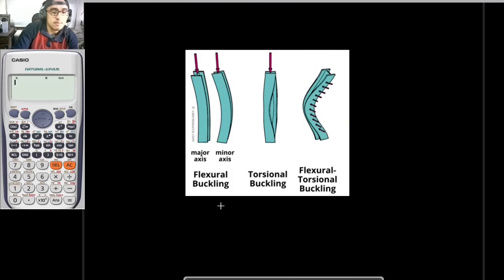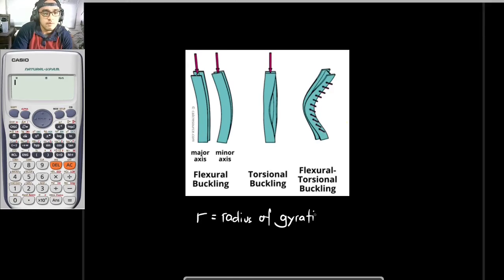Hindi ko pala naisabi sa inyo during our meetings before that ang basis natin dito is the r. So yung r natin na pinag-solve nyo for the slenderness ratio. And r is actually equal to the radius of gyration. So, ayan ang ating radius of gyration.